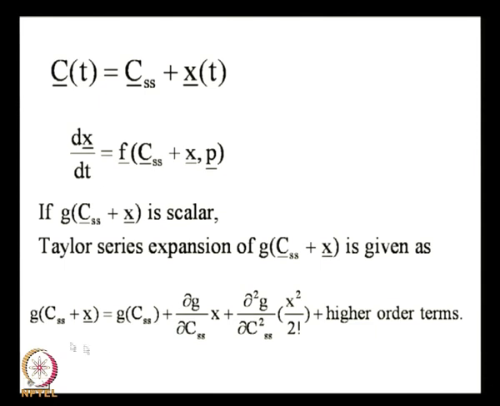Just saying that it is small does not make any sense. Whenever you say something is small, you have to compare it with something else. So, x has to be much smaller than C_SS. That is my criterion. If I want to truncate it after the first order term, that is right here, G(C_SS) plus dG/dC evaluated at SS times x, then x has to be much smaller than C_SS. So, that is the criterion that we will take.